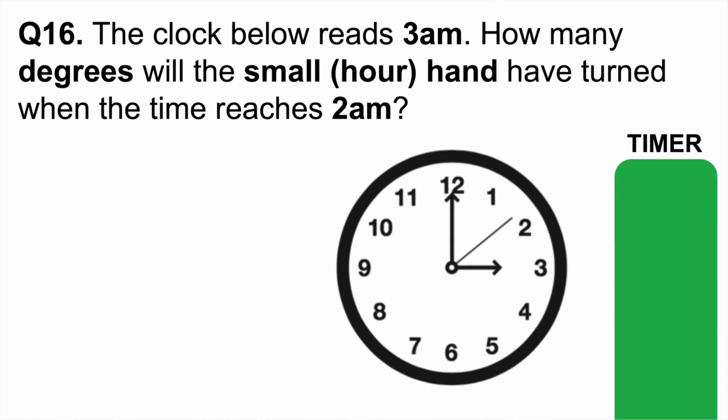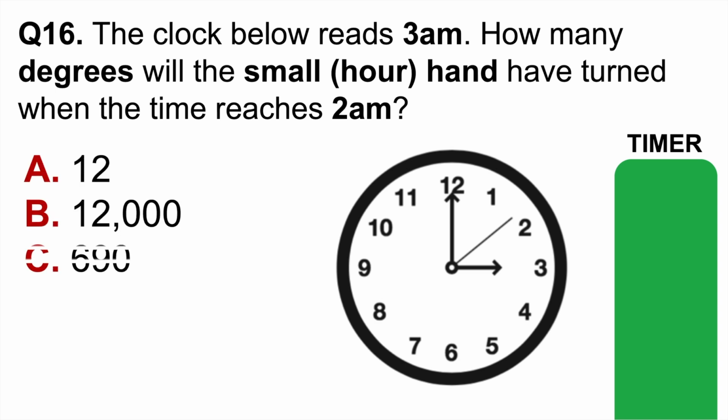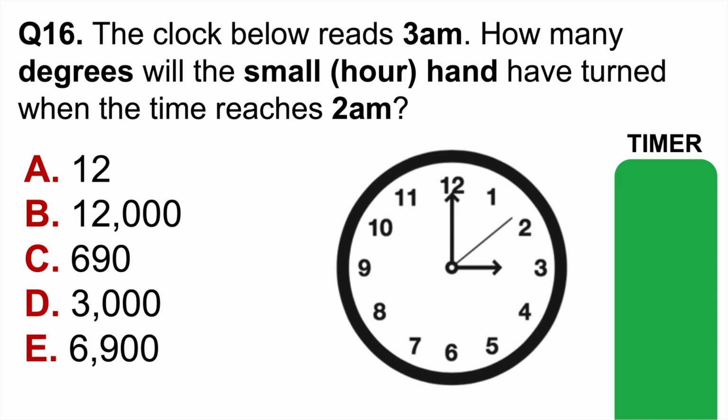So here we go. The clock below reads 3 a.m. How many degrees will the small hour hand have turned when the time reaches 2 a.m? This is difficult. Is it A, 12, B, 12,000, C, 690, D, 3,000, or E, 6,900? And you have the time it takes the timer to go down to the bottom to put your answer in the comments section below. This is hard. Here we go.